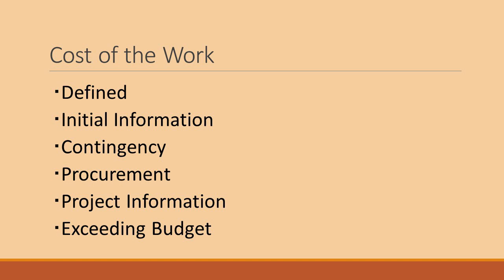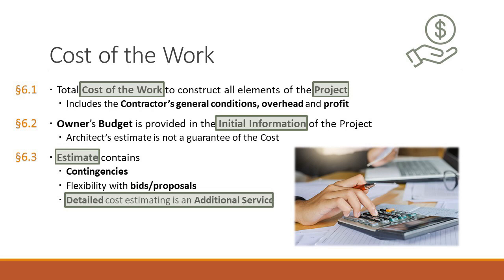So the definition of cost of the work, you've already seen this before, and that was highlighted in blue, is the total cost to the owner to construct all elements of the project designed or otherwise specified by the architect, and shall include the contractor's general conditions, costs, and overhead and profit. So it has nothing to do with paying the architect, it has nothing to do with buying the land, or other stuff. It's what it costs to actually build the project. Effectively, what you're paying the contractor is the cost of the work.